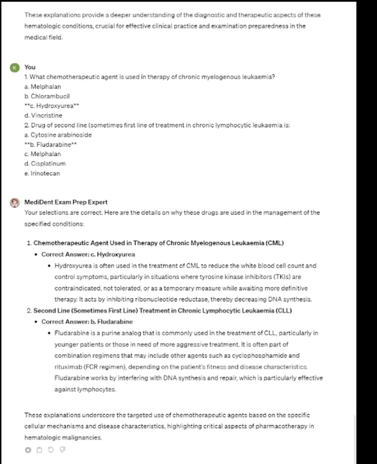It is often part of combination regimens that may include other agents such as cyclophosphamide and rituximab, the FCR regimen, depending on the patient's fitness and disease characteristics. Fludarabine works by interfering with DNA synthesis and repair, which is particularly effective against lymphocytes. These explanations underscore the targeted use of chemotherapeutic agents based on the specific cellular mechanisms and disease characteristics, highlighting critical aspects of pharmacotherapy in hematologic malignancies.